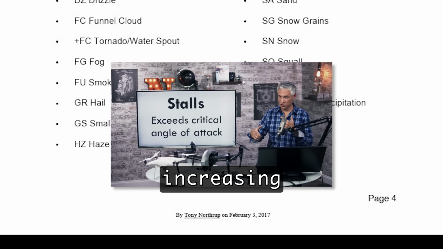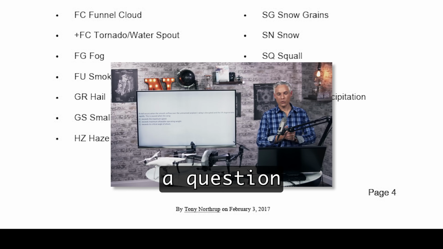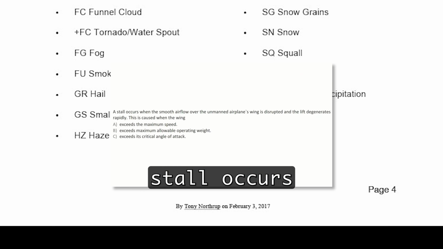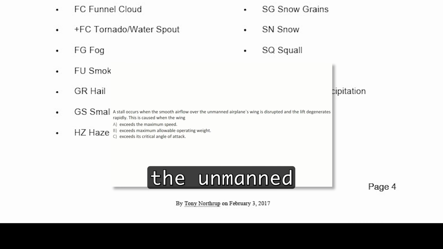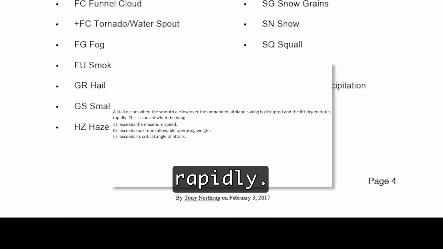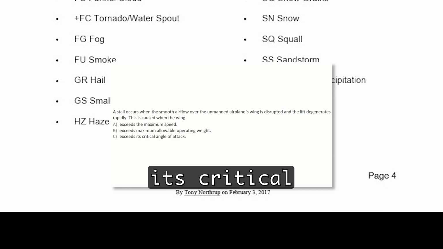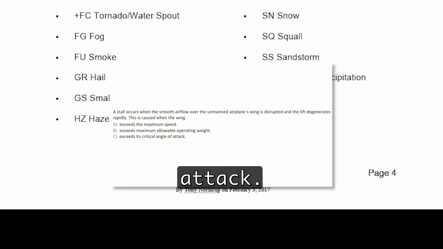So increasing your stall speed makes things more dangerous. Here's a question related to that topic. A stall occurs when the smooth airflow over the unmanned airplane's wing is disrupted and the lift degenerates rapidly. This is caused when the wing exceeds its critical angle of attack.